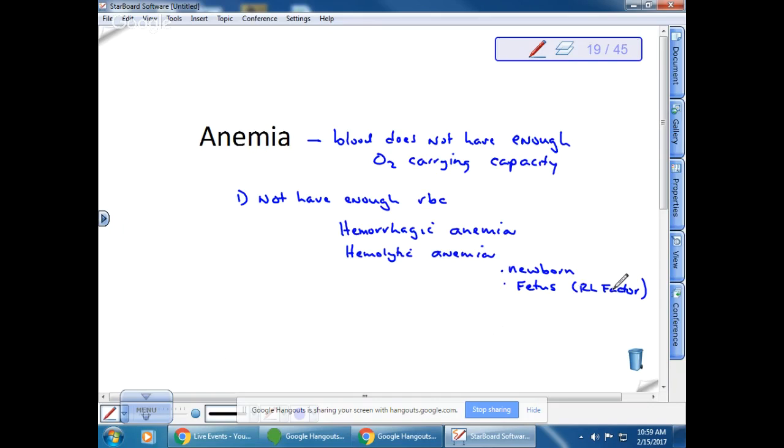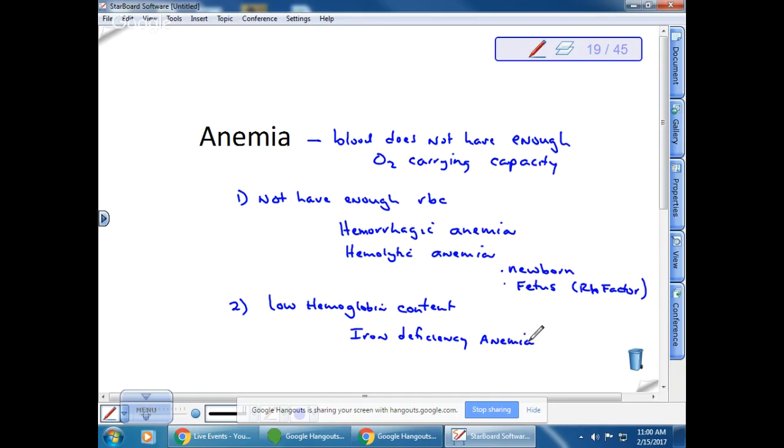Okay. The second cause of anemia is that you do not have enough hemoglobin. So you have low hemoglobin content. This is RH. I meant to write an H. Yeah, RH factor. So low hemoglobin content. Okay. So this would be like iron deficiency anemia.